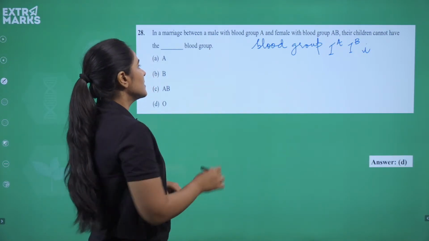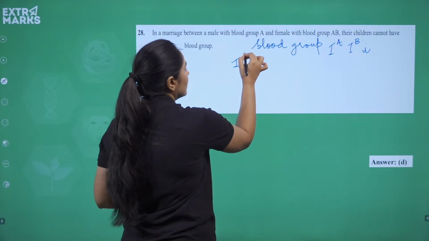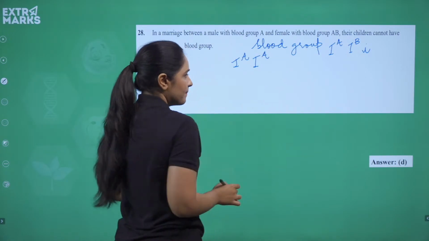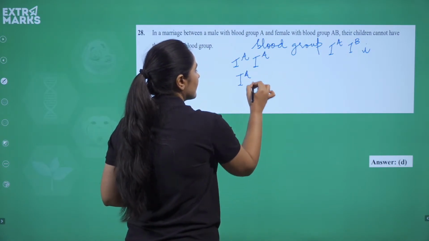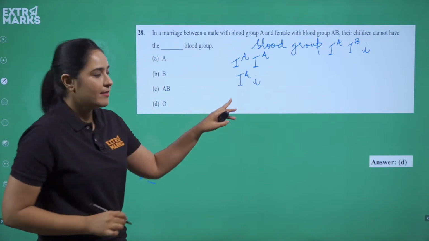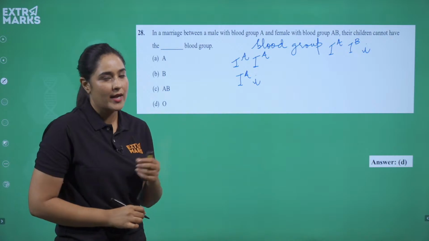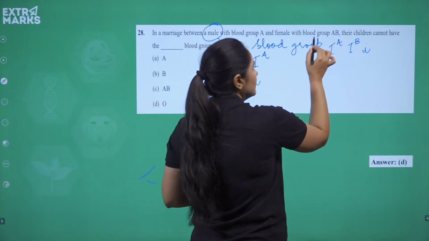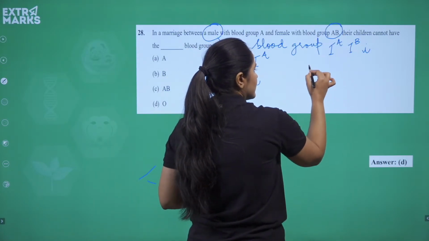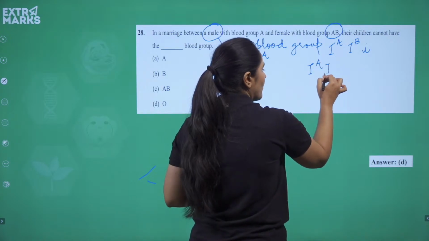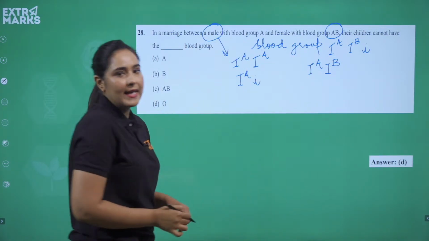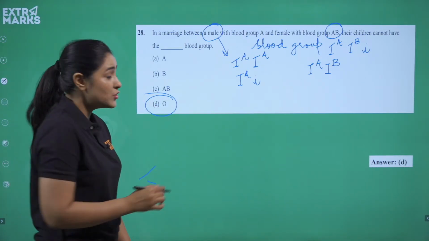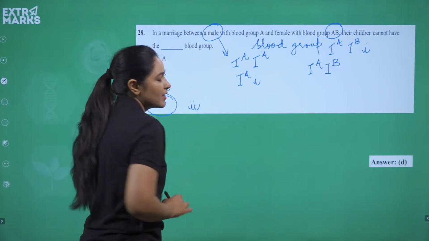So we talk about a male which has blood group A. It can have the genotype IAIA or IAi, as IA is dominant over the small i here. So the male can have these genotypes. Now the female has blood group AB, so obviously her genotype will only be IA and IB. To have the O blood group, we need the ii genotype.